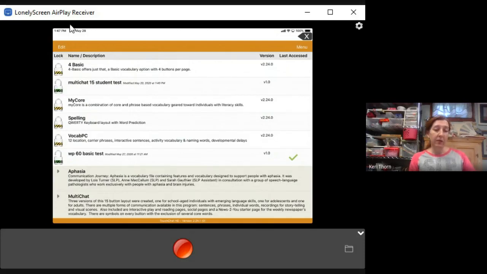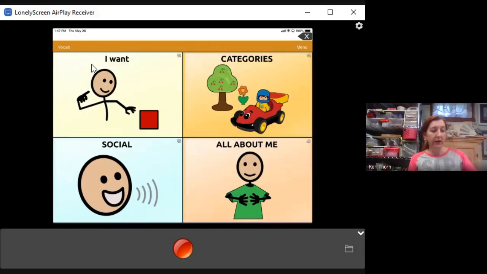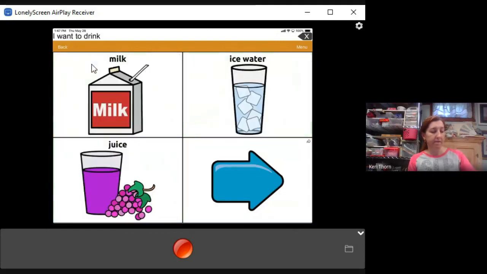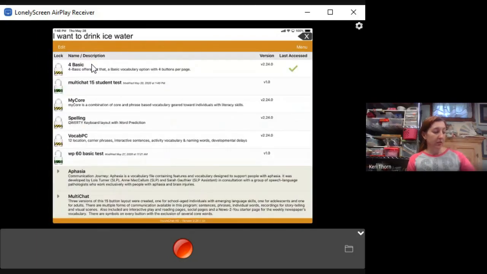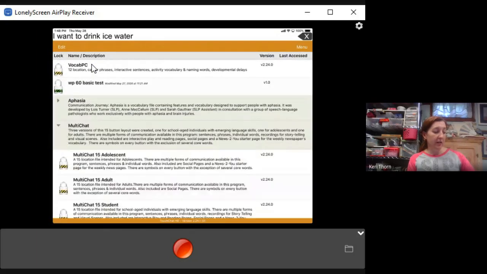So in the basic version, you can have access to the 4 basic, which is 4 buttons, very simple. Which is fine. But again, when you're limited to the number of buttons per page, it's a lot more navigating for the students to have to do and a lot more remembering of where things are. But if that's where their visual field is, that's fine, and we work with it. But if we can get them to the smallest button they can do, it's going to give them a lot more opportunities.